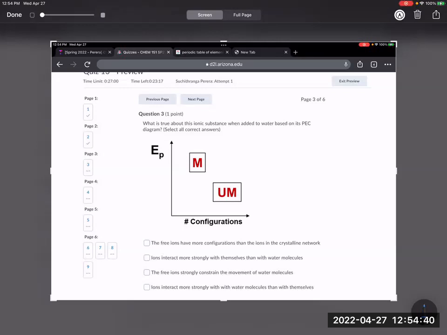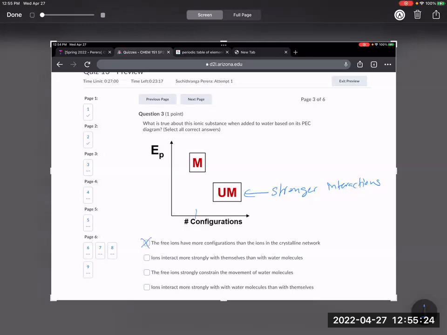Okay, and also, because we have a lower potential energy in the unmixed state, the unmixed state should have stronger interactions than the mixed state. So let's see. I think that should do it. The free ions have more configurations than the ions in the crystalline network. Okay, so what we have is free ions in the mixed state. Those ions are going to be separated into individual ions in the mixed state, but we have a lower number of configurations there. Therefore, this is not correct.